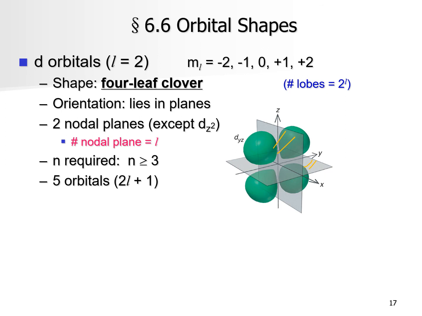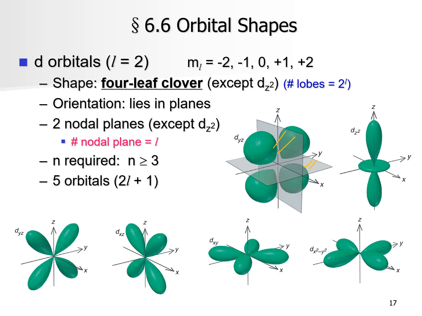For d to appear, n must be 3 or greater, because L is equal to 2 for d already, and n must be greater than 2, so it has to be 3 or greater. There are 5 orbitals, because 2 times 2 plus 1 equals 5, and this is how the 5 orbitals look. yz means this orbital lies in a plane formed by y and z, xz lies in a plane of x and z, and xy means a flat plane of x and y. x squared minus y squared means not only are they in the plane, but those lobes are actually along the axes.